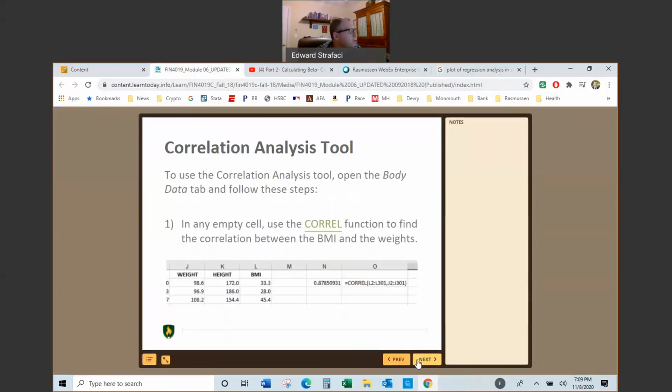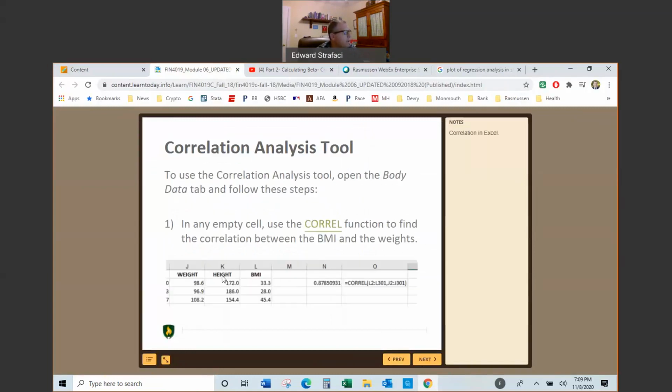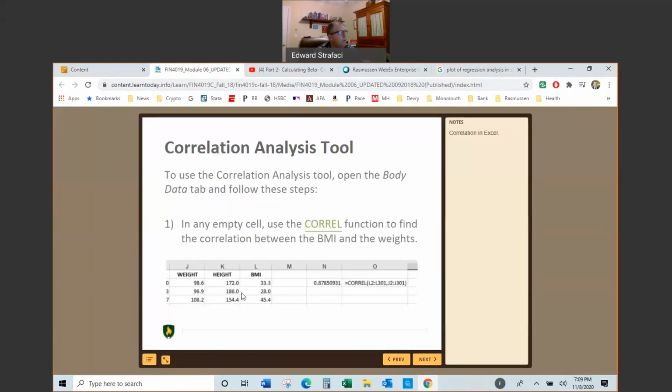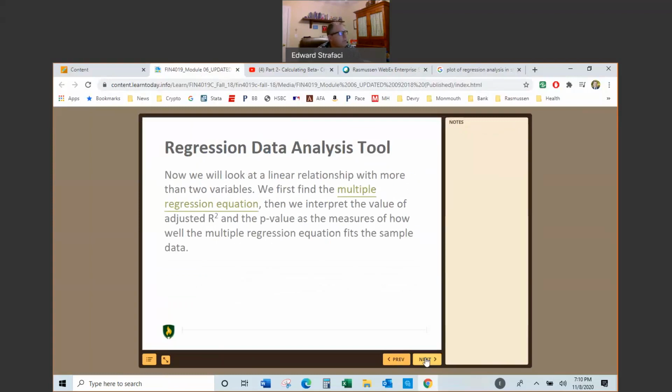Okay. So here, they actually did weight, height, and BMI. And we're going to use the correlation function to see the relationship between weight, height, and the BMI. The correlation coefficient is 0.8785. So a correlation means there's a strong positive relationship between weight and BMI. We do have a very strong relationship, 87% between weight and the body mass index, which intuitively should make sense because body mass index should be a function of weight. Now we look at the relationship with two variables. And you can do that. You can do multivariate analysis.